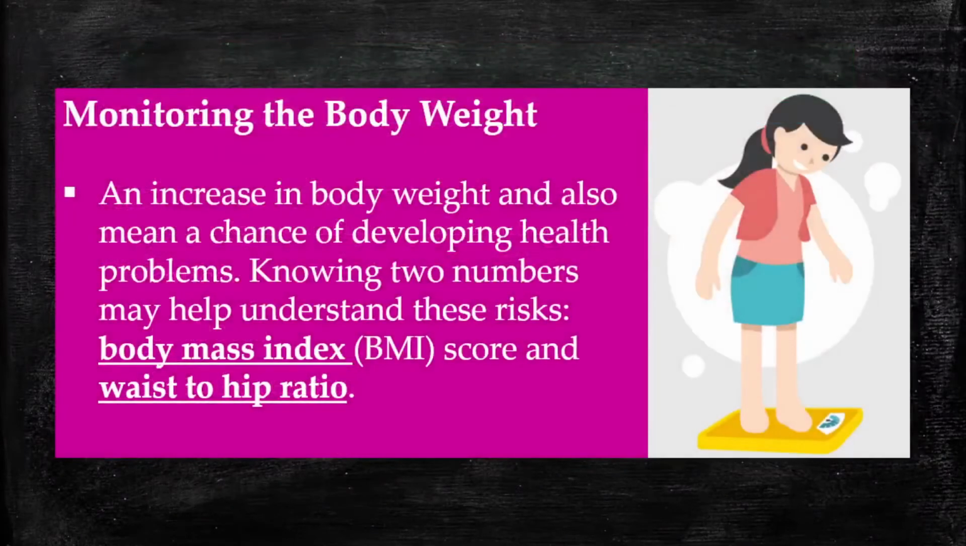So, monitoring the body weight: an increase in body weight may also mean a chance of developing health problems. Ayan, of course, kapag hindi po natin na-monitor ang ating body weight at bigla na lang tayo tumaba or bigla na lang tayo pumayat, meaning there is something wrong with our body. So, knowing two numbers may help understand this risk: the body mass index or the BMI score and the waist to hip ratio.